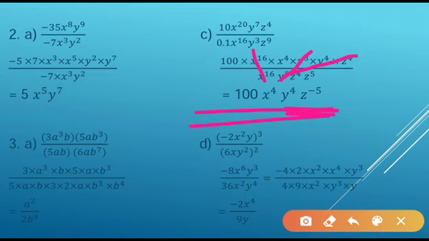Why z to the power minus 5? Because z to the power 5 is in the denominator. When you carry the z to the power 5 to the numerator, this sign will become negative.